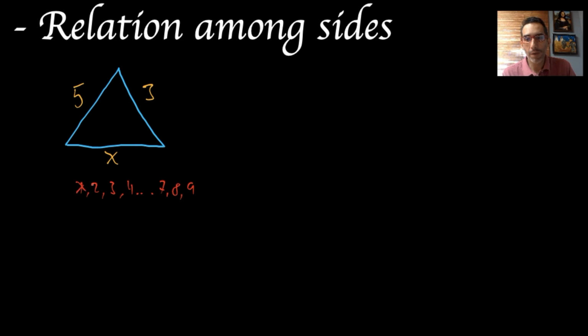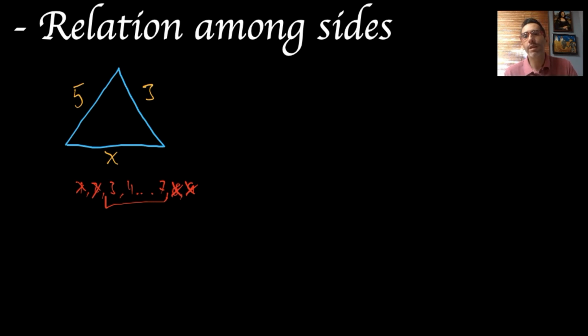I can tell you that it's not going to be 1, it's not going to be 2. It can be 3, yes, it can be 4, it can be 5, 6, it can be 7. It cannot be 8 and it cannot be 9. It's going to be always only values between this range.